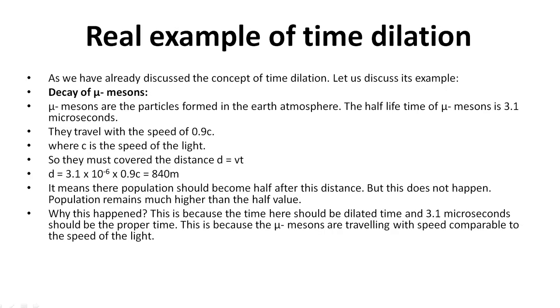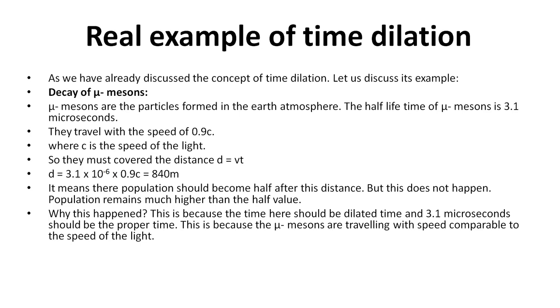Now, a real example of time dilation. As we have already discussed the concept of time dilation, let us discuss its real example: decay of mu mesons. Mu mesons are particles formed in the Earth's atmosphere. The half-life of mu mesons is 3.1 microseconds. They travel with a speed of 0.9 c. So they must cover a distance, because distance equals speed into time. So the distance will be 840 meters.